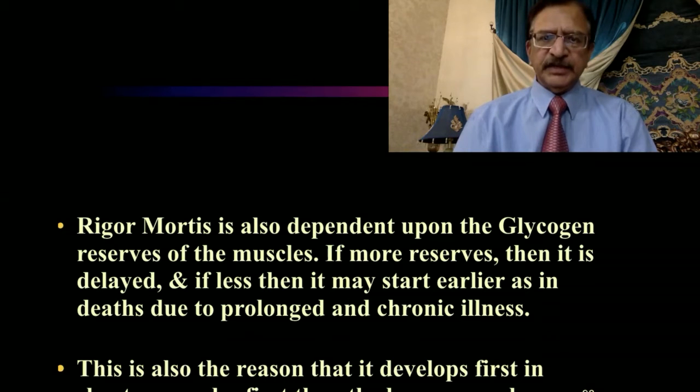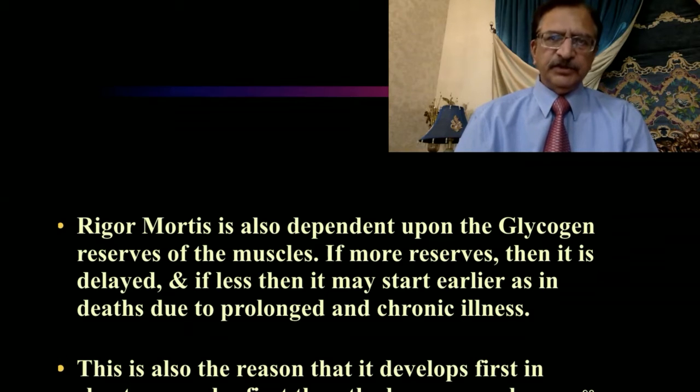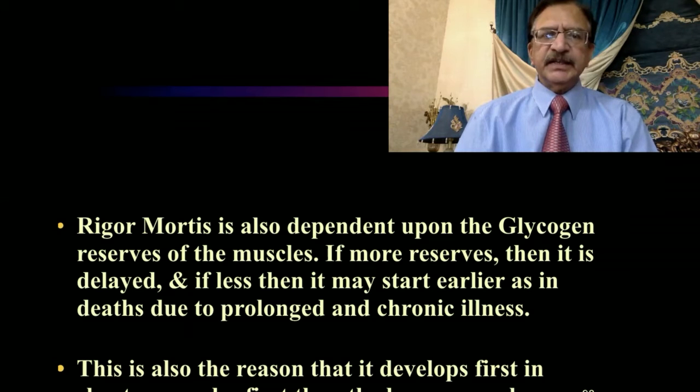And this is also the reason that it develops first in the short muscles, then the large muscles, because the short muscles have smaller glycogen contents than the large muscles. So the rigor mortis is evident first in the small muscles of the face and the eyelids, and then in the neck and lower down, because the limb muscles are larger and have more glycogen reserve.